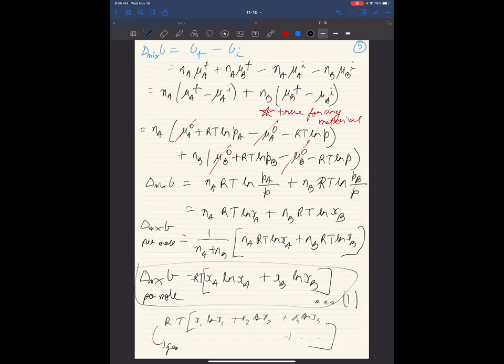So this would be a generalization to more than 2 components. But for a 1-component system, delta mixing G is equal to this much. Okay, so let's stare at this equation and see how nice and interesting it is. So we just showed that delta mixing G per mole is equal to, and I keep writing this equation a gazillion times because I really like it, and it's also very, very important, XA ln XA plus XB ln XB.